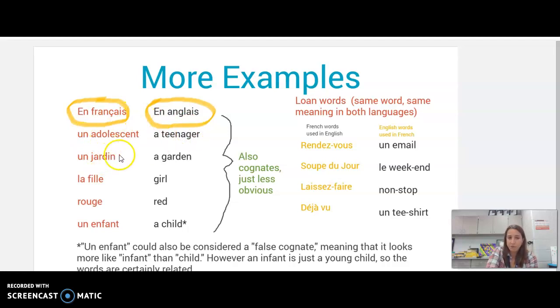Un jardin means a garden. These words are very similar. You may not understand it when you hear it, but when you see it, you can see how similar they are. And they both mean garden. Un jardin can also mean a yard.